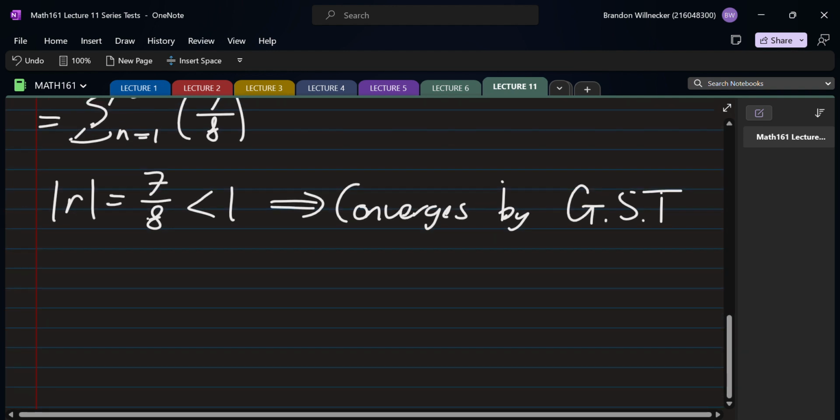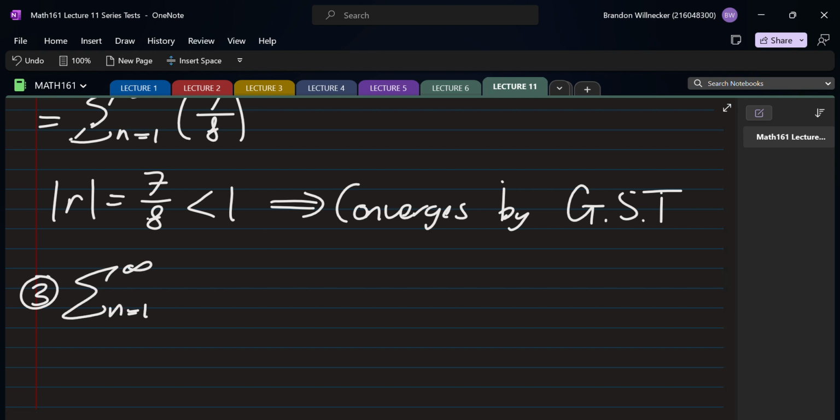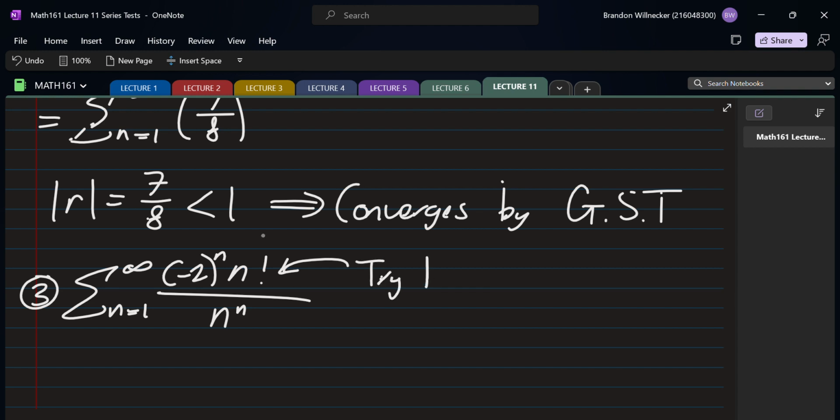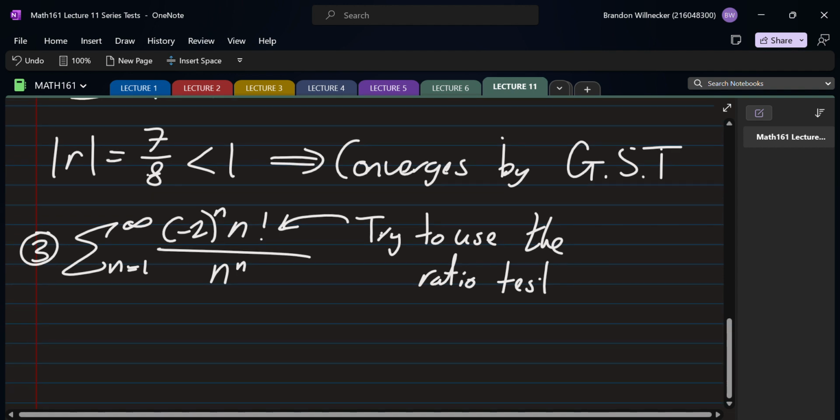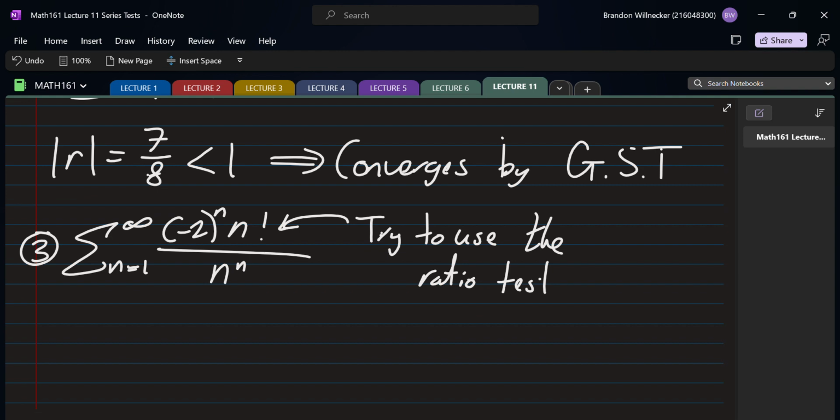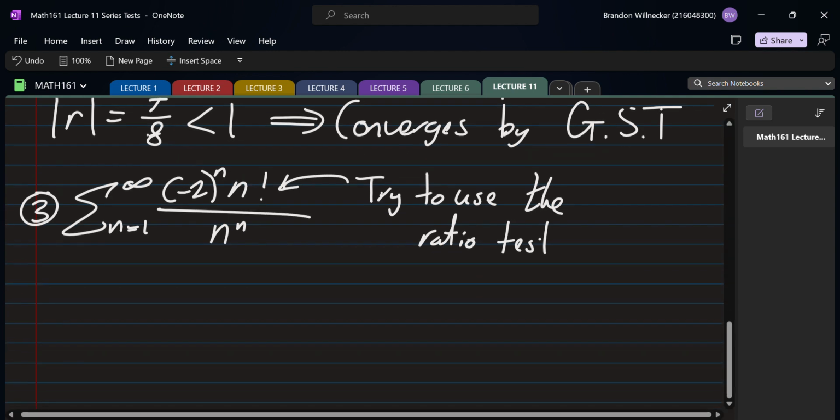Okay, let's look at example number 3. Here we have the sum as n goes from 1 to infinity of (minus 2) to the n, times n factorial, over n to the n. Now, just a little bit of advice or some hints when you're going through these problems. Whenever you have something with an n factorial, you should try to use the ratio test. Whenever you have your n factorial in your series, you should use the ratio test. Now, that may not always work out, but it's a good starting point.